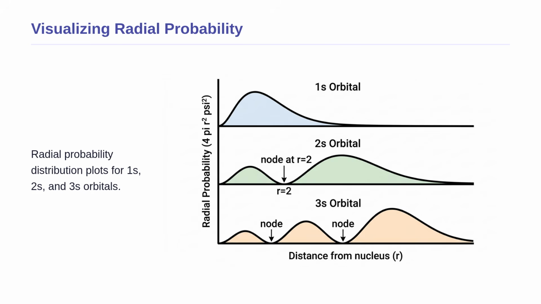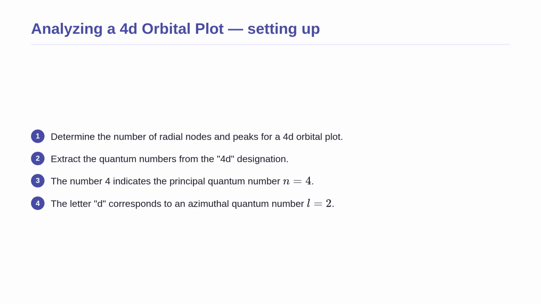Now look at the 2s orbital in the middle. It has one radial node where the graph touches the zero line, which forces the curve to create two distinct peaks. The 3s orbital at the bottom has two nodes, creating three peaks. This diagram teaches us a highly useful rule of thumb. The number of peaks in a radial probability plot is always exactly equal to the number of radial nodes plus 1.